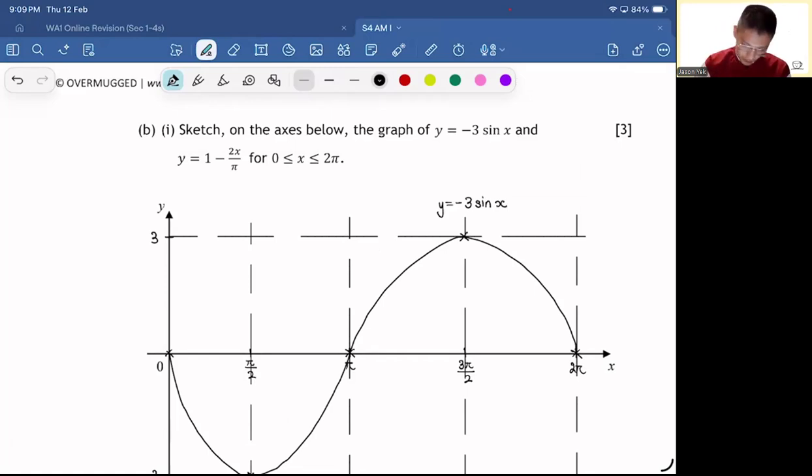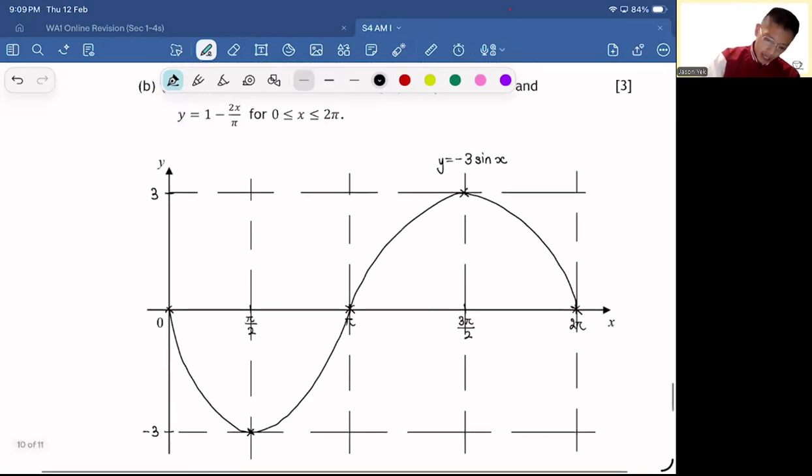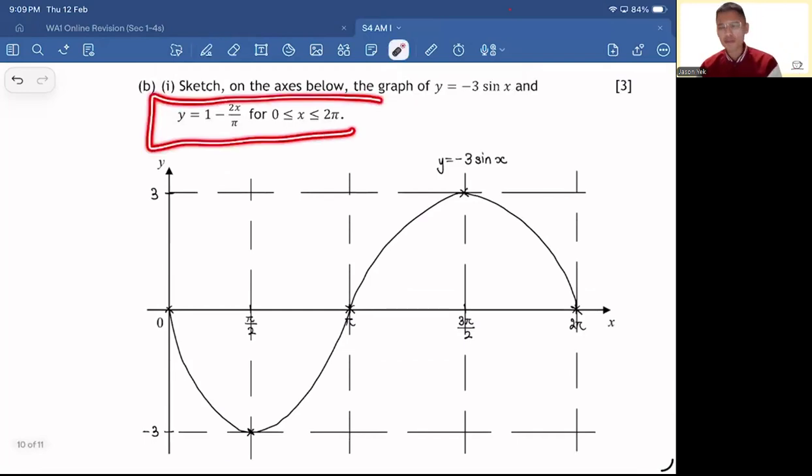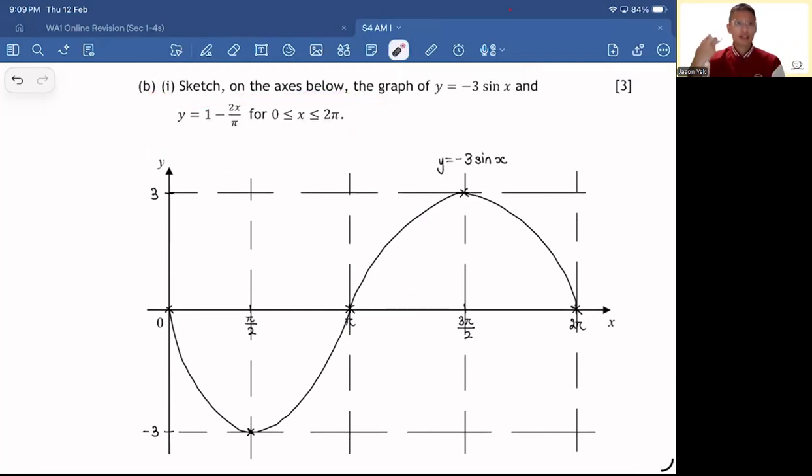Then afterwards, for the other line, y equals to 1 minus 2x over pi. Wow, why got pi? Just now, I think one of you has shared. Let me scroll up and see the name. Kevin has shared also. Based on pi, because if you do the pi divisions, you get the values easier.